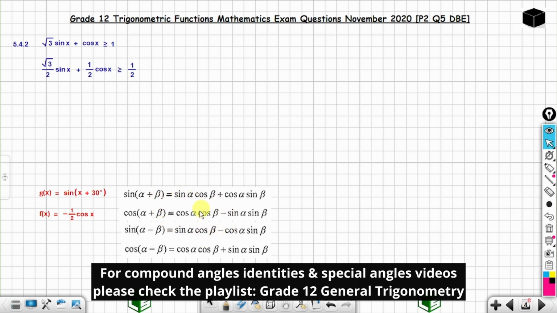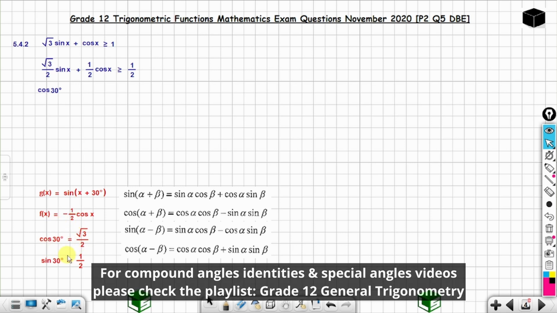So let's carry on. Now this and this, you have special angles. Cos 30 degrees is equal to square root of 3 over 2, and sin 30 degrees is equal to 1 over 2. So you can change this to this, because this is equal to this. Special angles. I'm going to make a video in which I discuss special angles.